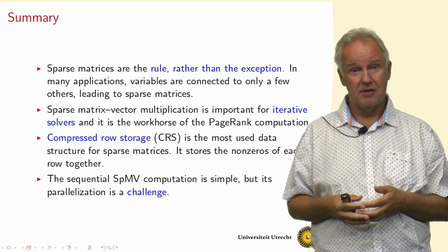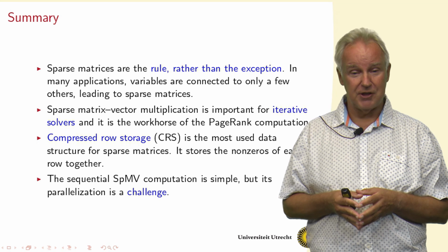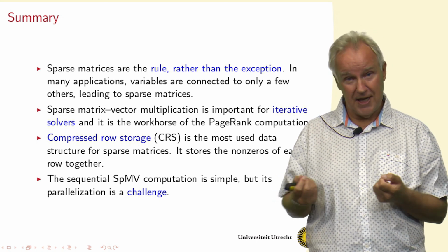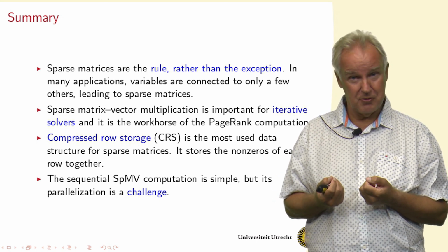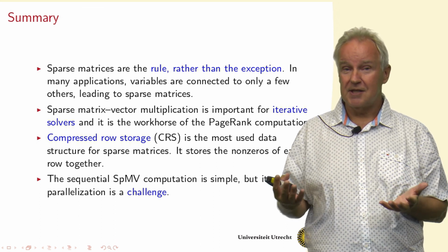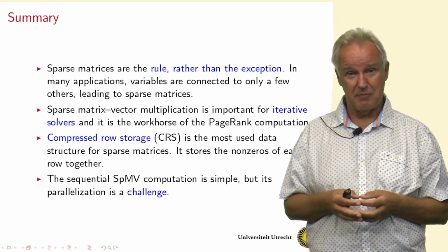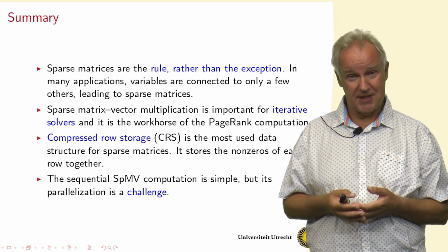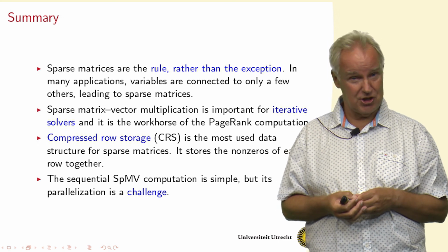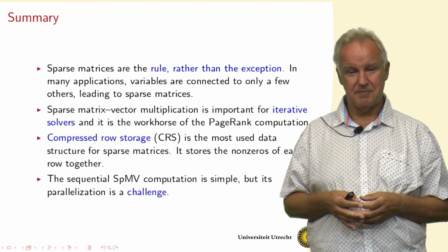We've seen the compressed row storage data structure, which is very useful. It collects all the non-zeros of a row and sets a pointer to the start of it. The algorithm is very simple, the SpMV algorithm sequentially, but you will see that it is a very rich and challenging topic for the parallel case.